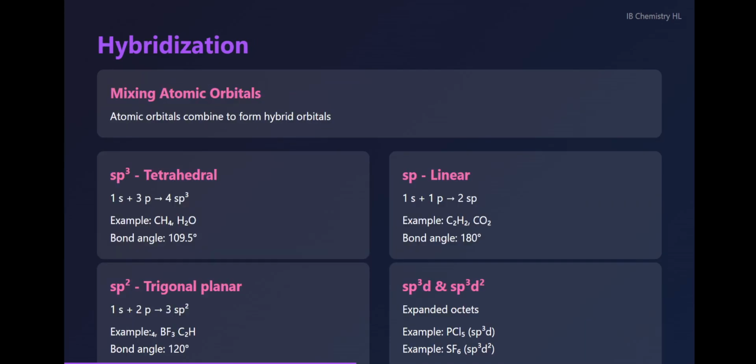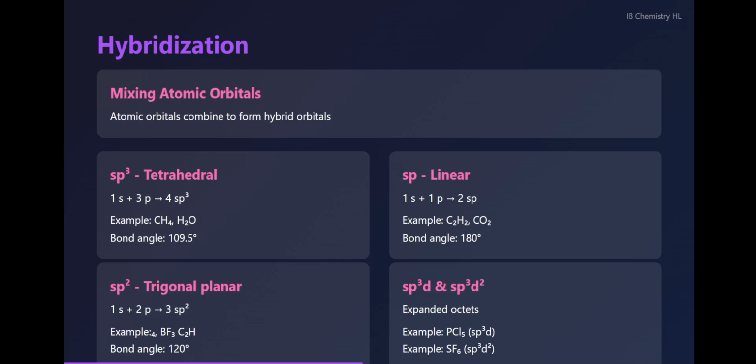Hybridization explains the bonding in molecules by mixing atomic orbitals to form hybrid orbitals. In sp hybridization, one s orbital mixes with one p orbital, forming two sp hybrid orbitals with linear geometry. In sp2 hybridization, one s mixes with 2p, forming three sp2 hybrids with trigonal planar geometry. In sp3 hybridization, one s mixes with 3p, forming four sp3 hybrids with tetrahedral geometry. sp3d and sp3d2 hybridization explain the shapes of molecules with expanded octets. Hybridization helps explain bond angles and the existence of double and triple bonds in molecular orbital theory.